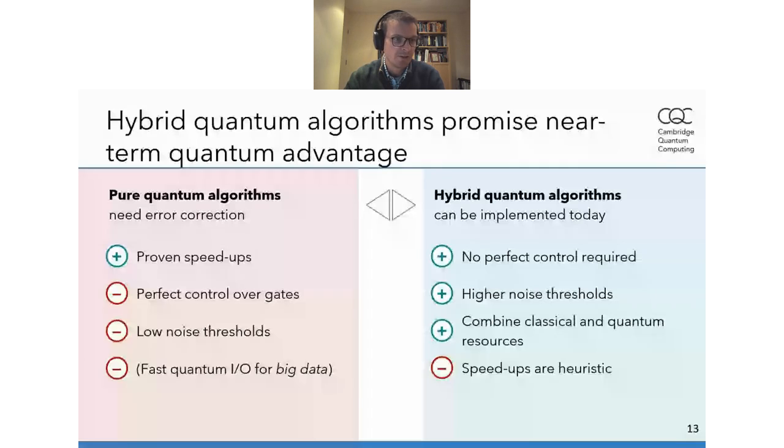You need perfect control over gates. You need very low noise thresholds. And additionally, you have a problem of how to actually translate your classical data to be usable on your quantum computer.